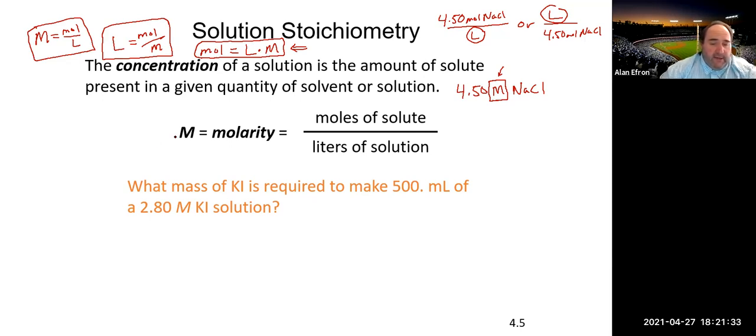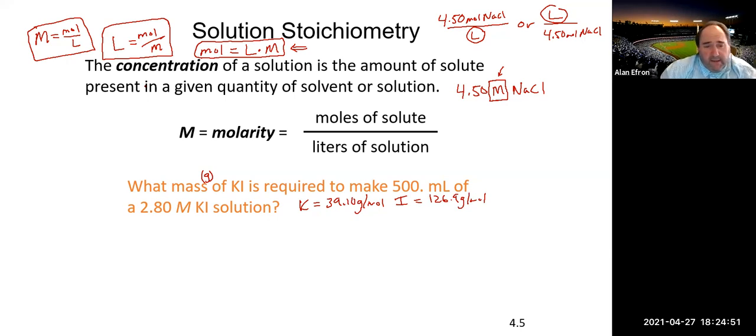All right, so why don't we try one here? Why don't you try one? What is the mass in grams of potassium iodide that's required to make 500 milliliters of a 2.8 molar solution of potassium iodide? Let me give you some numbers here. Potassium is 39.10 from the periodic table, and iodine is 126.9 grams per mole. All right, take a couple minutes here and see what you come up with.